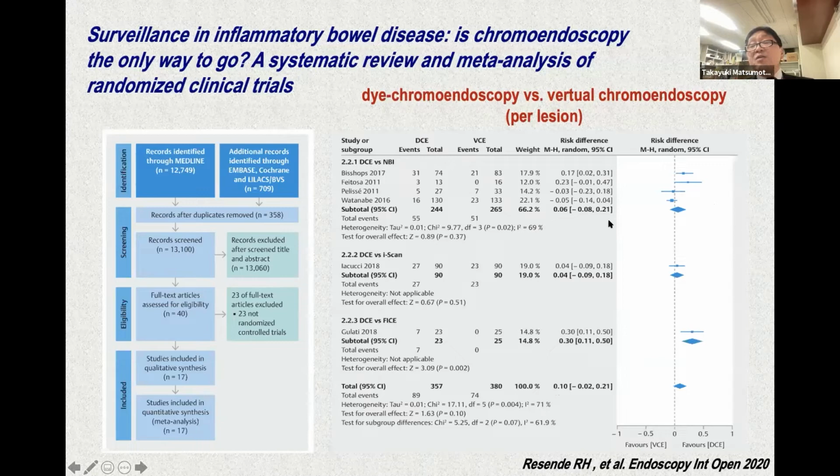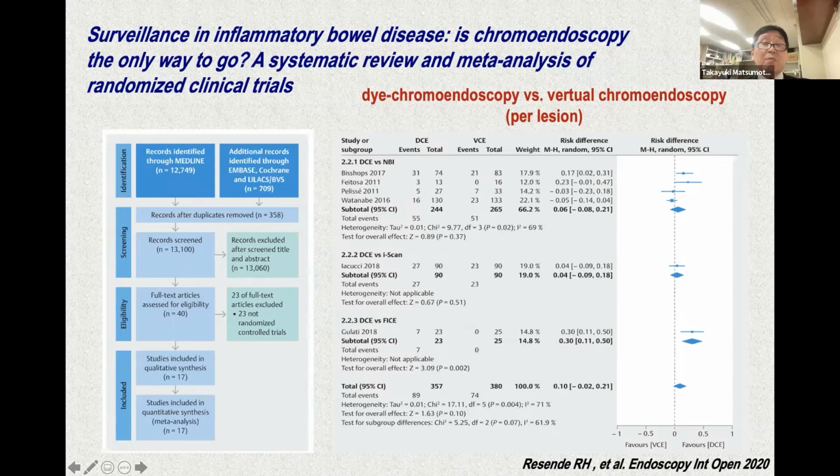When you see this result, there is not any significant difference in the detection of dysplastic lesions between dichroma endoscopy and NBI endoscopy. And overall, there is also again a marginal difference in the superiority of dichroma endoscopy when compared to virtual chroma endoscopy. Based on these results, I believe that at present, there is not any significant difference in the detection of dysplastic lesions among white light colonoscopy, dichroma endoscopy, and virtual or image enhancing colonoscopy.